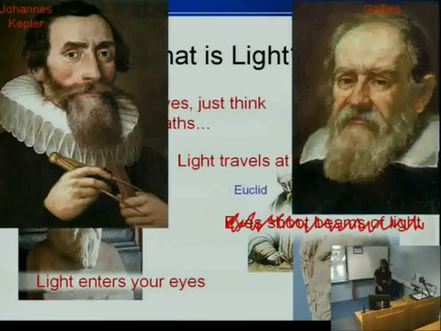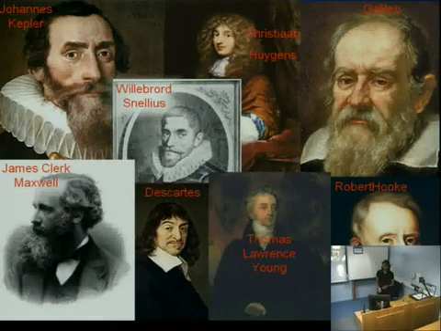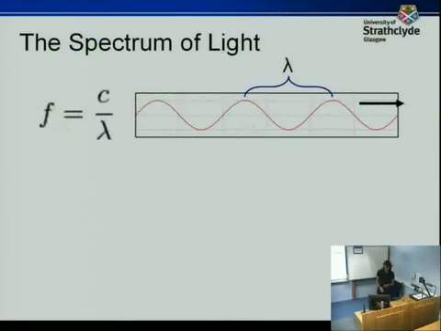The 17th century brought in a great wave of new thinking, and our classical wave description of light was formulated. You all should be familiar with waves, with the frequency being 1 over the oscillation time, and the wavelength being the separation between the crests of the wave.